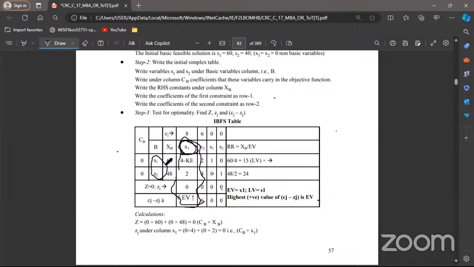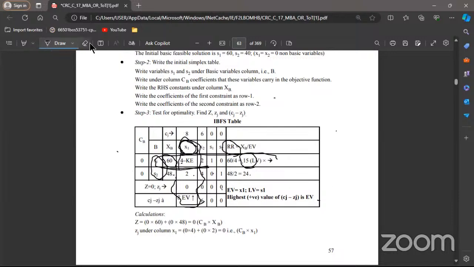So now what we do is we divide this value 60 divided by 4. 60 divided by 4 is how much? 15. 48 divided by 2 is how much? 24. RR is known as replacement ratio. What is it known as? Replacement ratio. So whichever is the least replacement ratio, that will become the key row. What is it known as? Key row. So this is the key row.